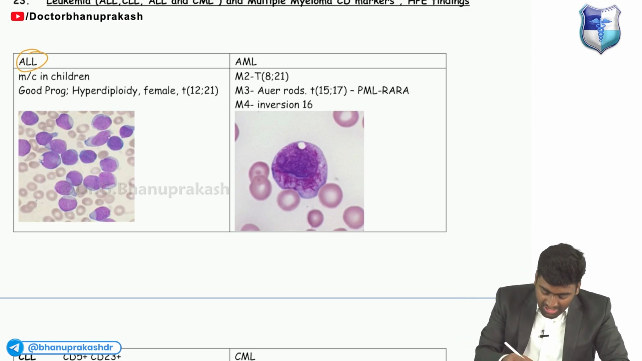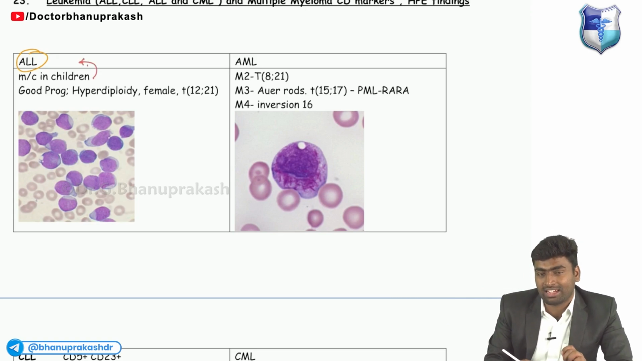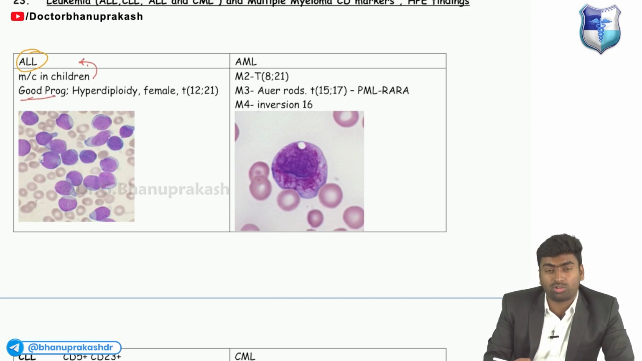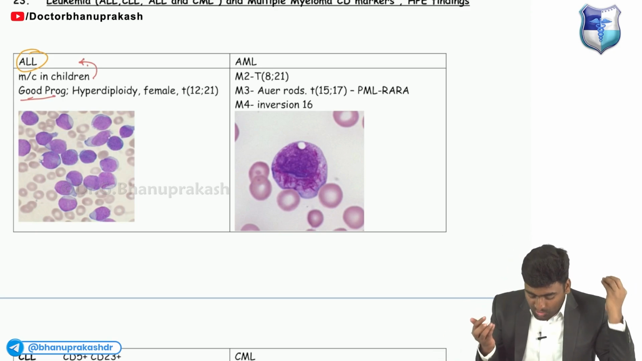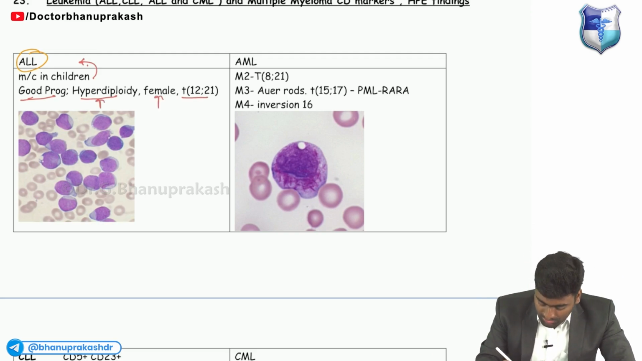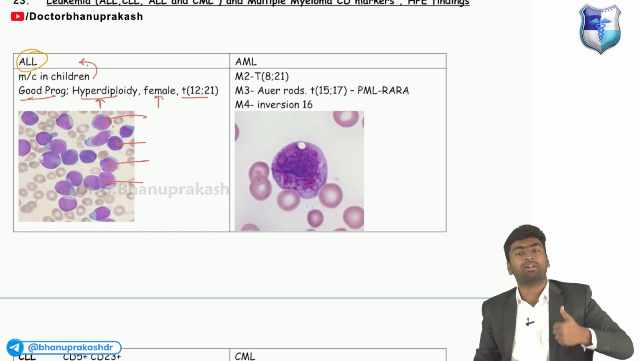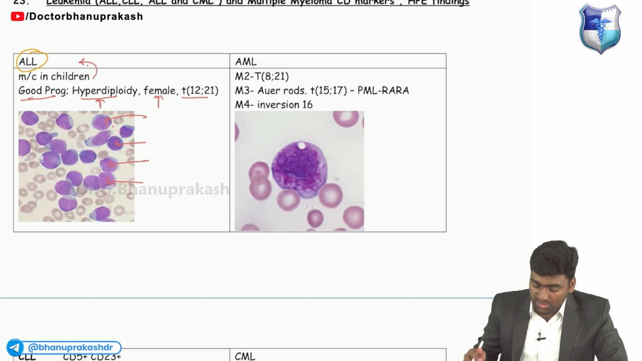The most common type of leukemia in children is ALL. If you see ALL, they will ask which of the following is a good prognosis. If you know the good prognosis, you can tell which is the worst or poor prognosis. The good prognosis is hyperdiploidy or female and translocation 12;21. Here you will see lymphocytes which are uniform. Remember, the most common type of leukemia in children, क्या? ALL. फिर उसके बाद AML.